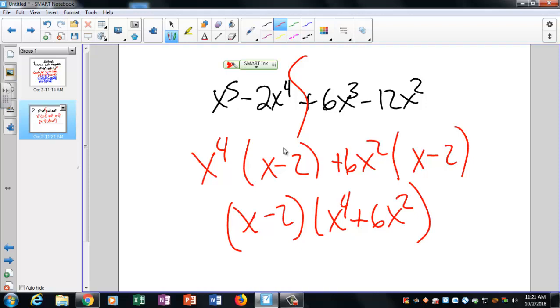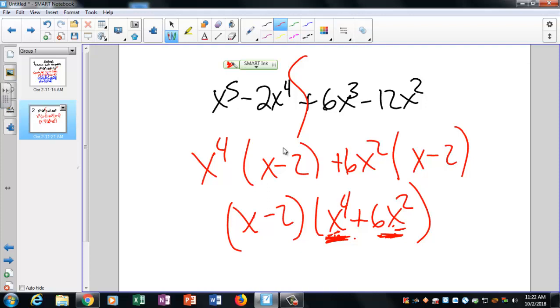And on some level they are. I mean, make no mistake about it. On some level they're right. But not on the test they're not. And the reason is because there's a common factor between the x squared and the x to the fourth here. And so you'd have to deal with that.